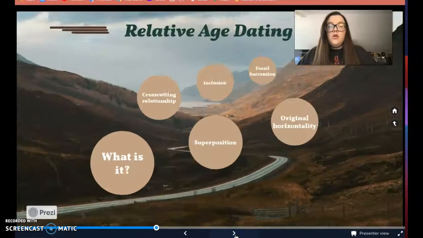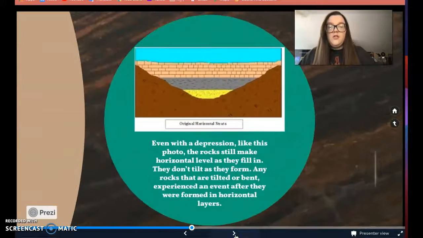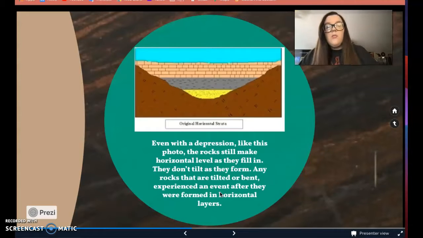Next, we are going to talk about original horizontality. Sedimentary rocks form in horizontal layers, and sedimentary rock is usually formed by water, and water keeps a horizontal level, and it just looks like this. Even with a depression like this photo, the rock still keeps that horizontal level as it fills in. They don't tilt as they form. If you ever see rocks that are tilted or bent funny, then they experienced something that caused that after the horizontal layers were made.